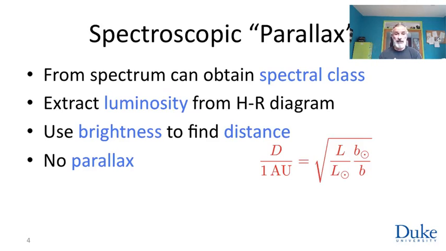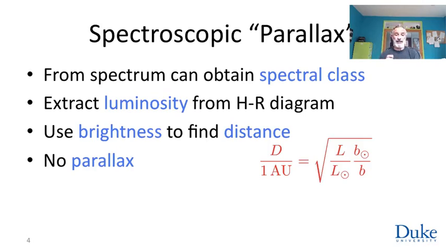The answer is yes. The reason is, if I look at the spectrum and I recognize the presence of a particular set of absorption lines, that gives me a spectral type. That gives me an estimate of the surface temperature. Moreover, if I can look at the breadth of those lines, I can figure out which luminosity class the star belongs to. Is it a main sequence star, or is it a hypergiant?